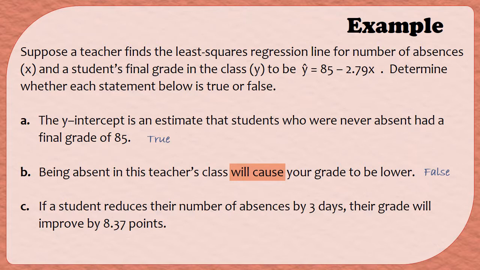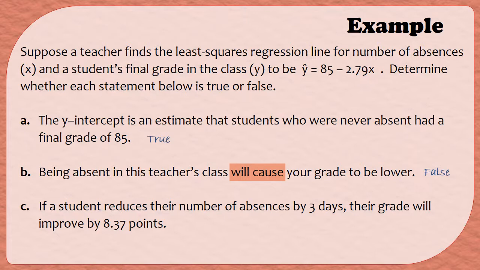Next, let's look at the last part. Part C: if a student reduces their number of absences by 3 days, their grade will be improved by 8.37 points. First of all, I don't know how a student would reduce their absences by 3 days. Maybe they would go to office hours to make up the classes they missed, perhaps, but I don't know how you would unbe absent.